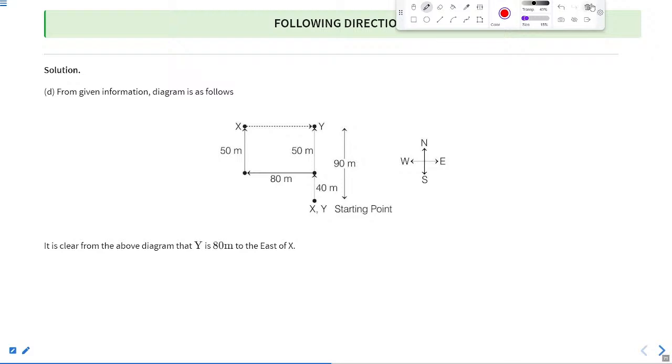From the given information, as in the diagram before, X and Y start at the same point. Walk 40 meters, 80 meters, 50 meters. So X walks 90 meters north and 80 meters west, while Y walks just 90 meters north. Clearly both of their northward movements are the same, so the only difference is the 80 meters west. So Y is 80 meters to the east of X.